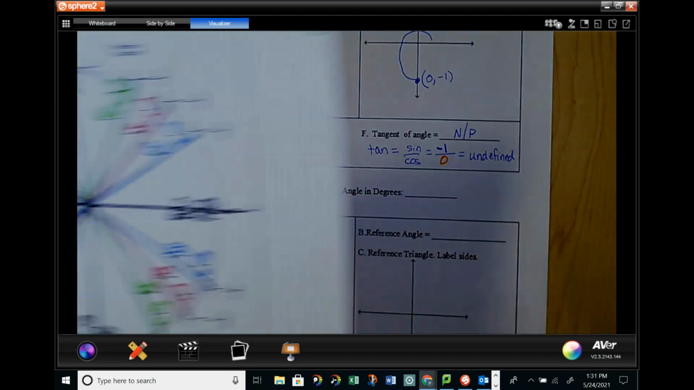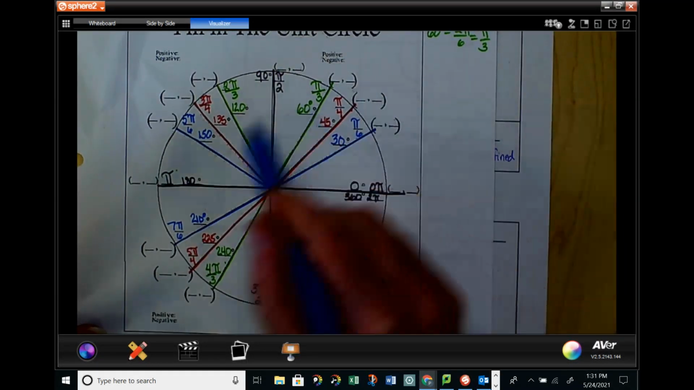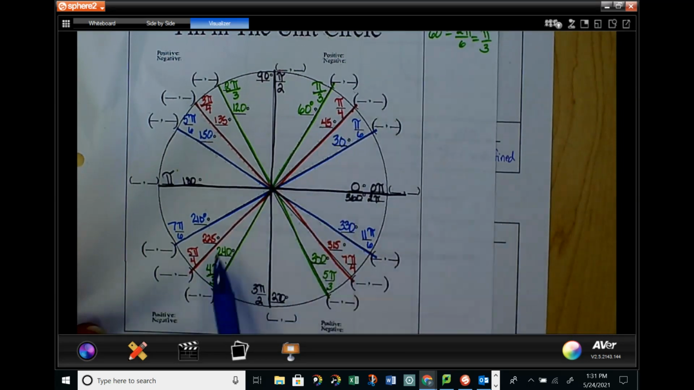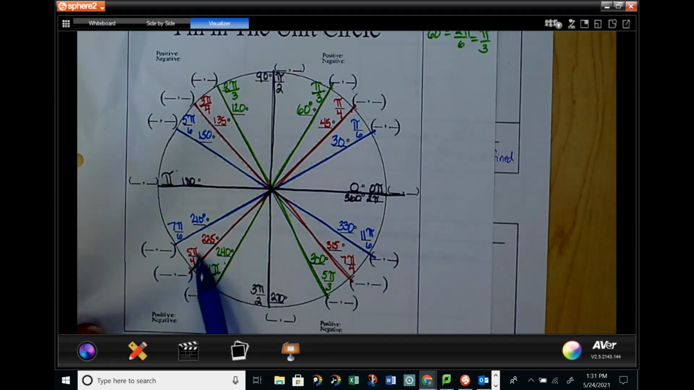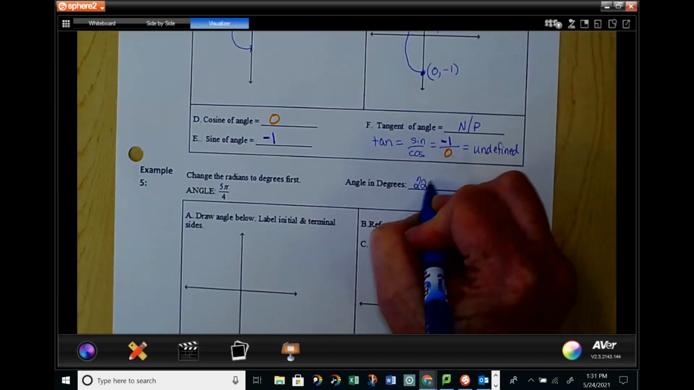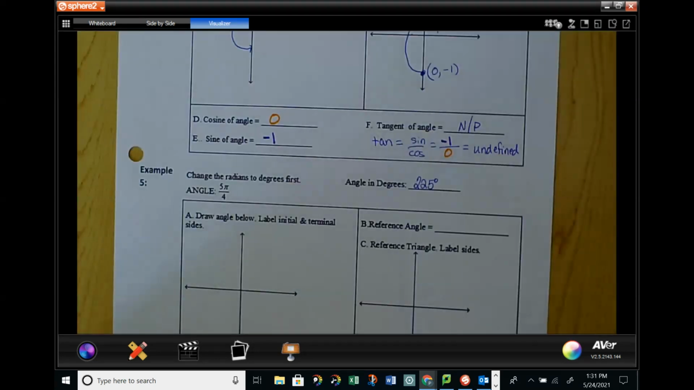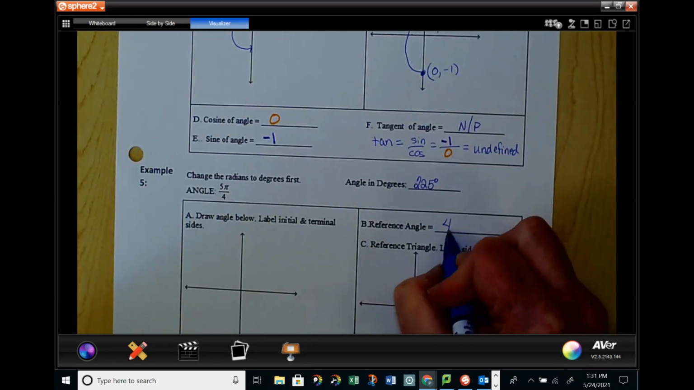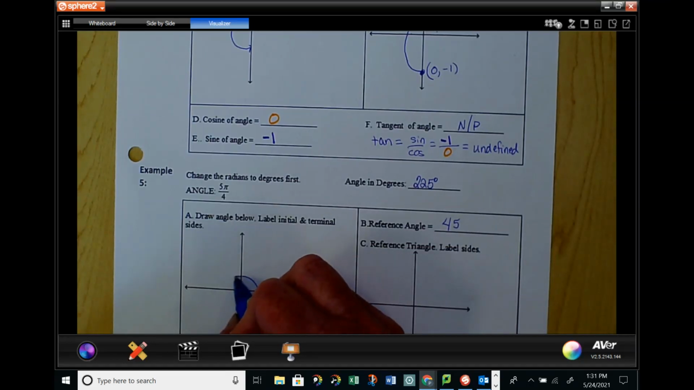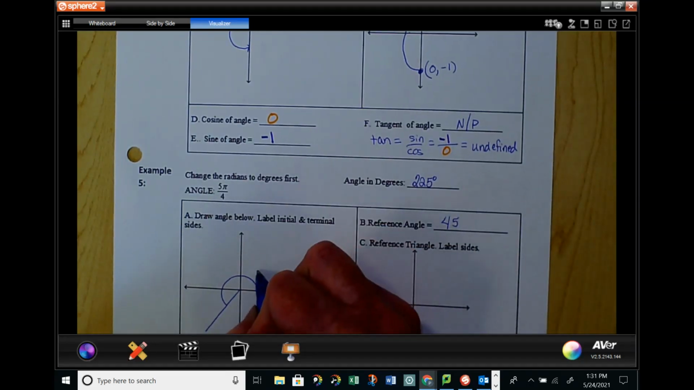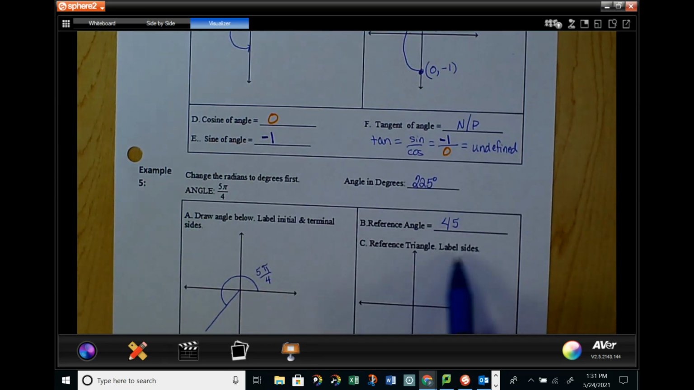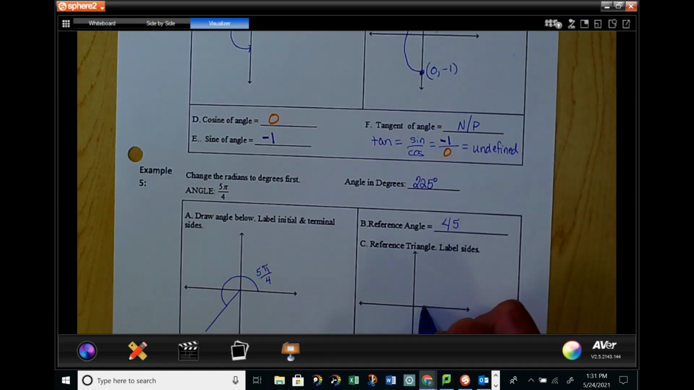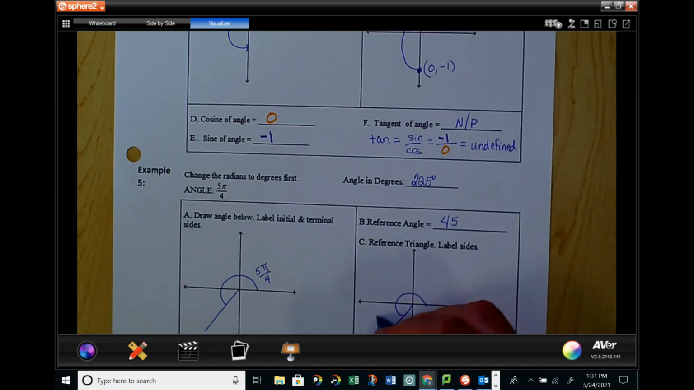Again, I'm going to do the same thing. 5 pi over 4. Use my unit circle. And this says a 4, so we're going to look at my red line to get my reference. 5 pi over 4 is really 225 degrees. So we're going to go 225. And now you're going to go back. This reference angle is 45. So this is 5 pi over 4. And my reference angle ends up being 45. And I'm at 225. So here's my angle.